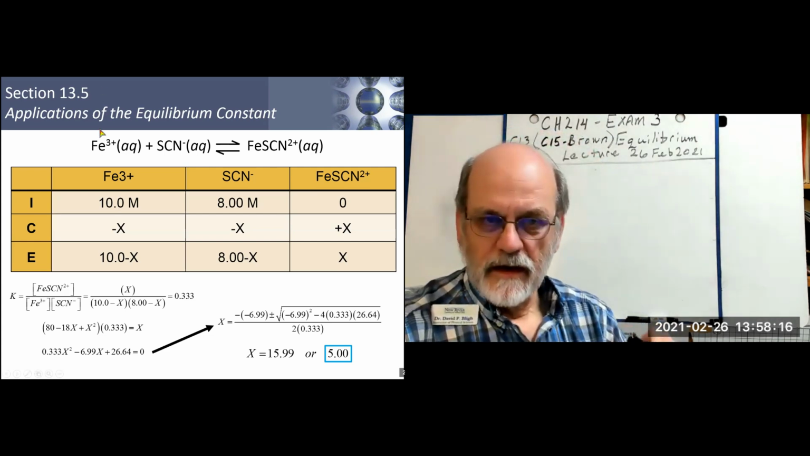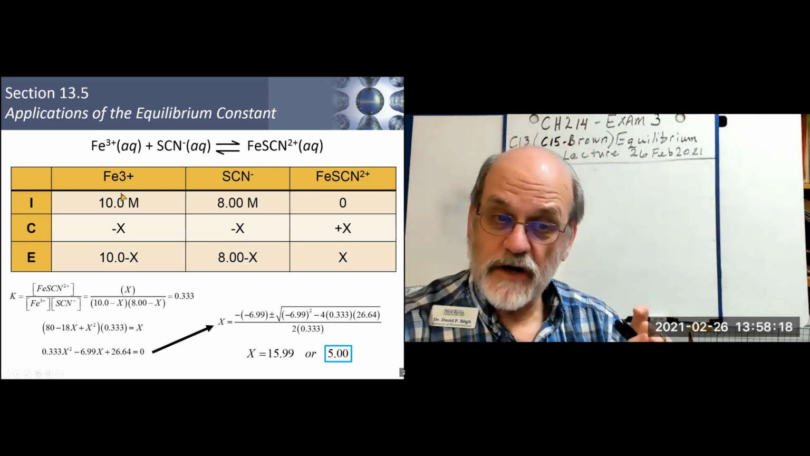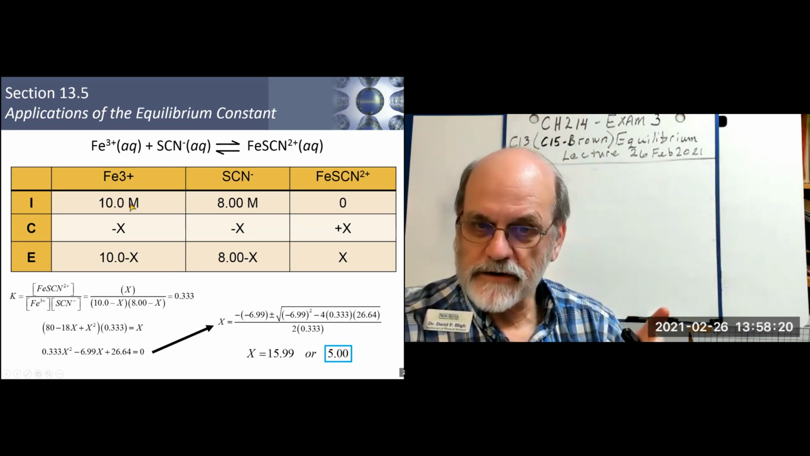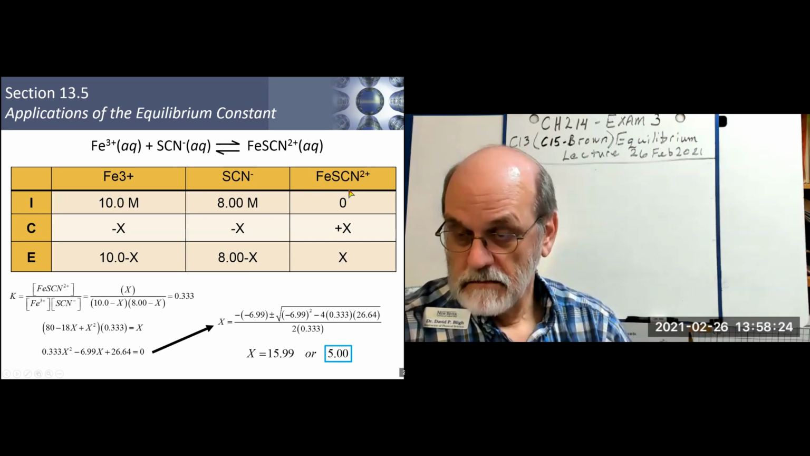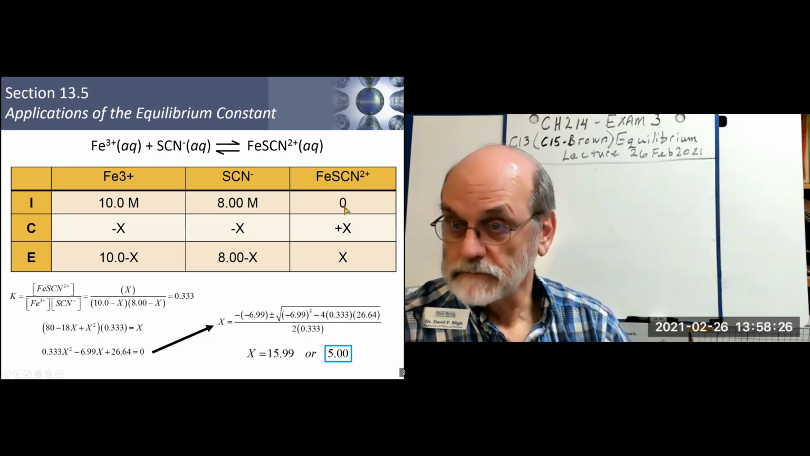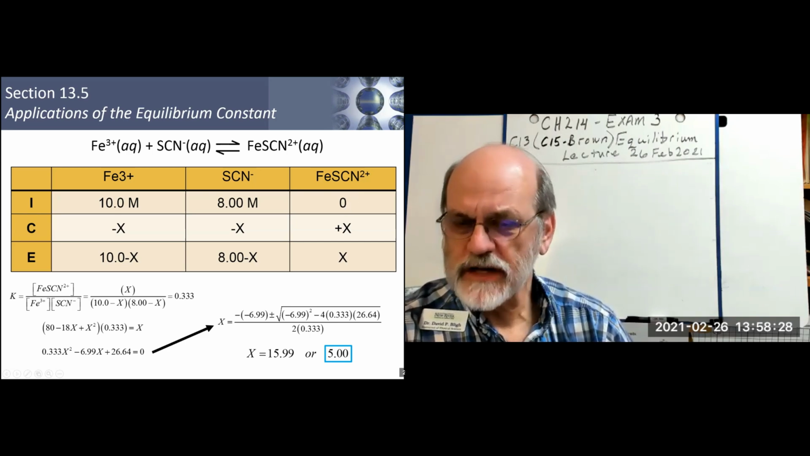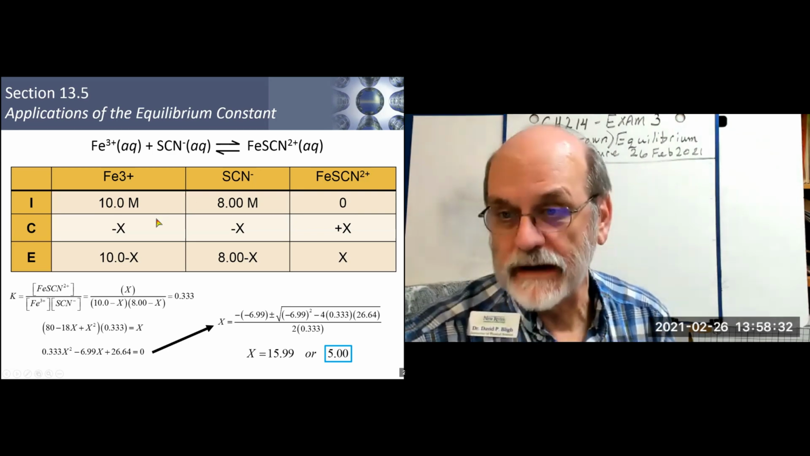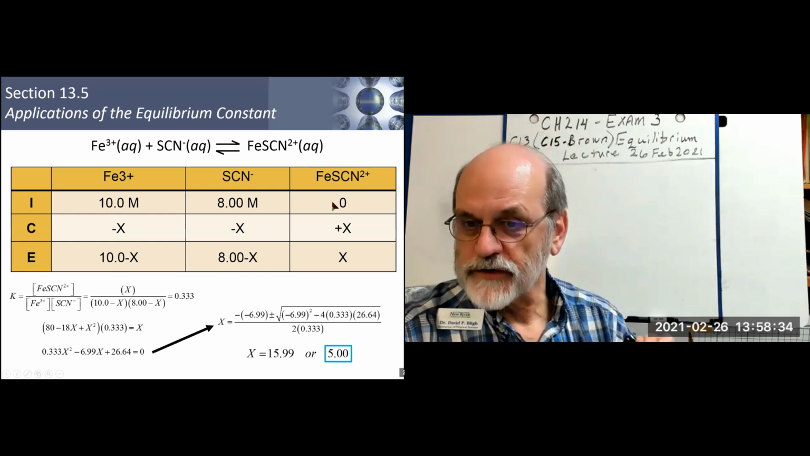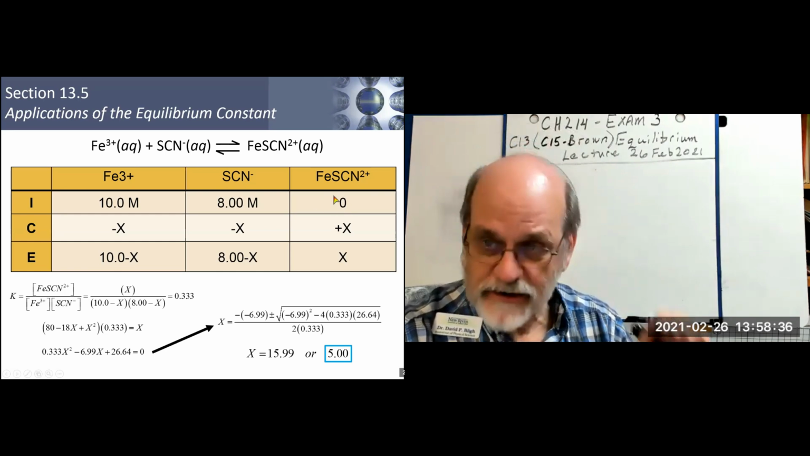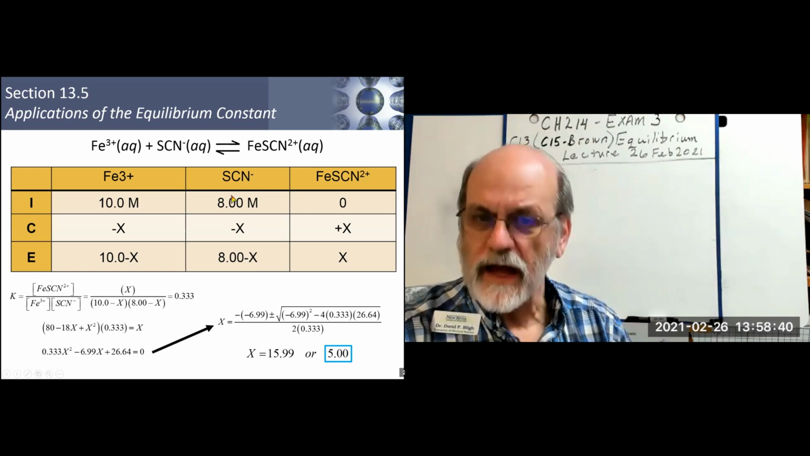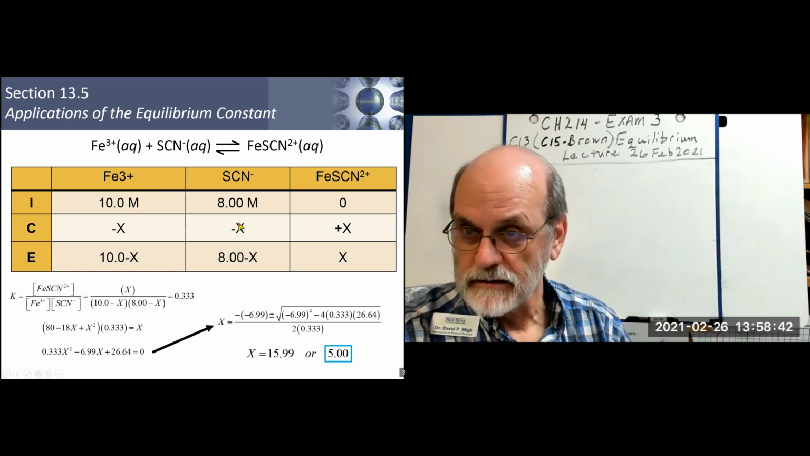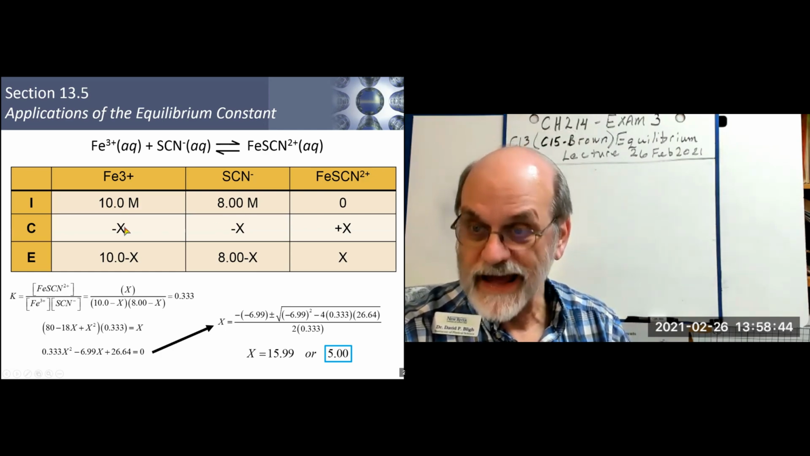Okay. So if the initial concentration of iron is 10, thiocyanate's 8, the complex is 0, right? What change has taken place? Well, which direction is the reaction moving? Because there's nothing over here in the product side, it has to go to the right. So that means you're going to lose some of iron and some of thiocyanate, right? So that's our unknown, X.